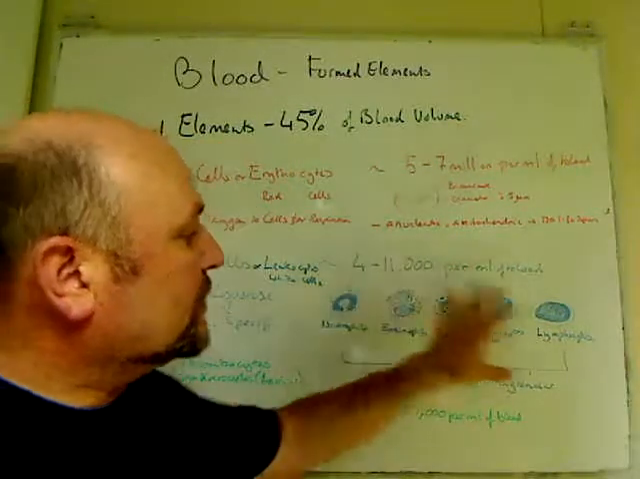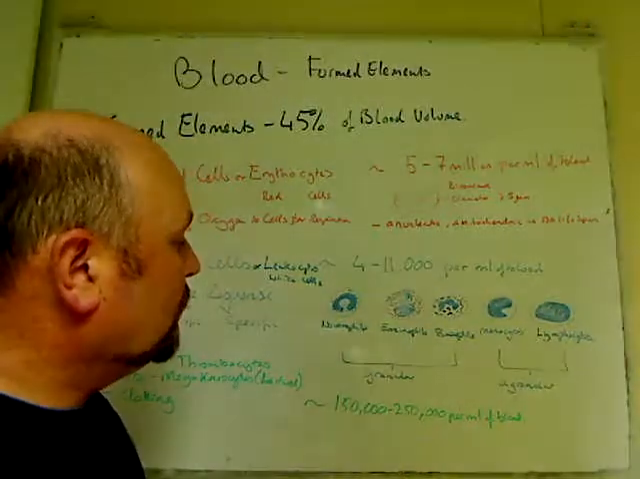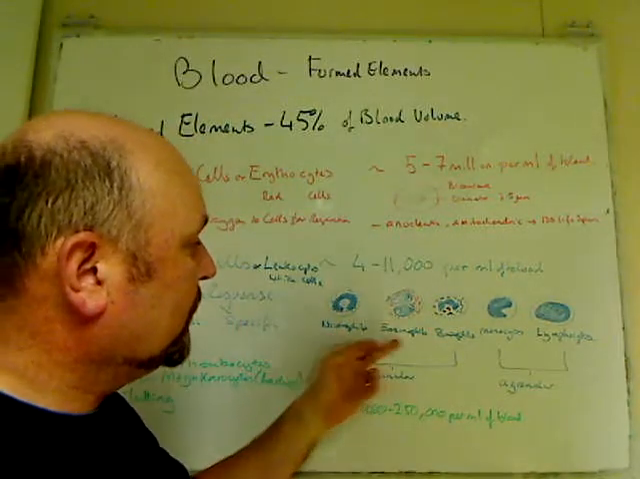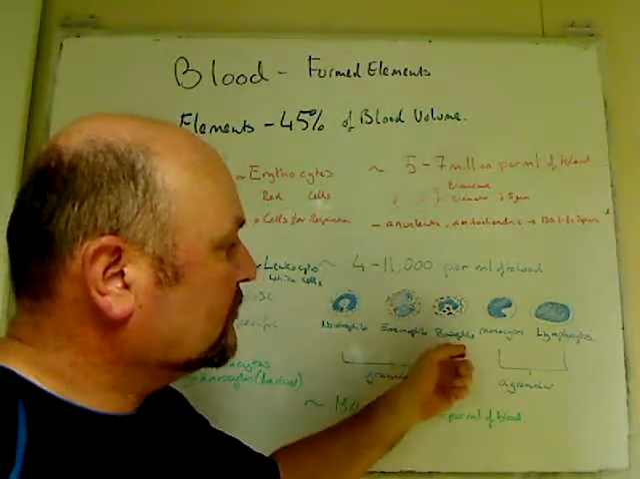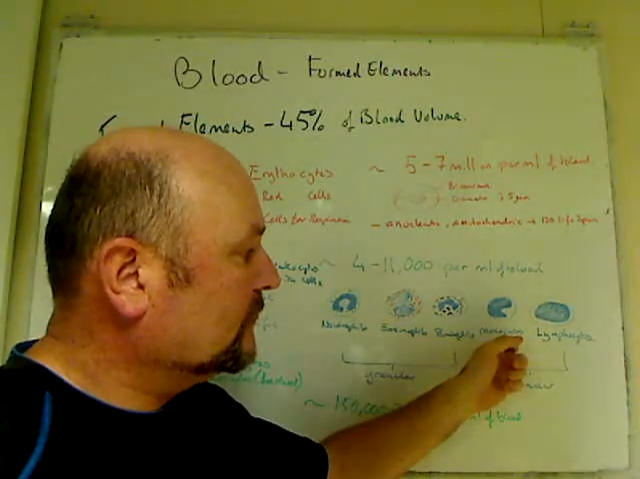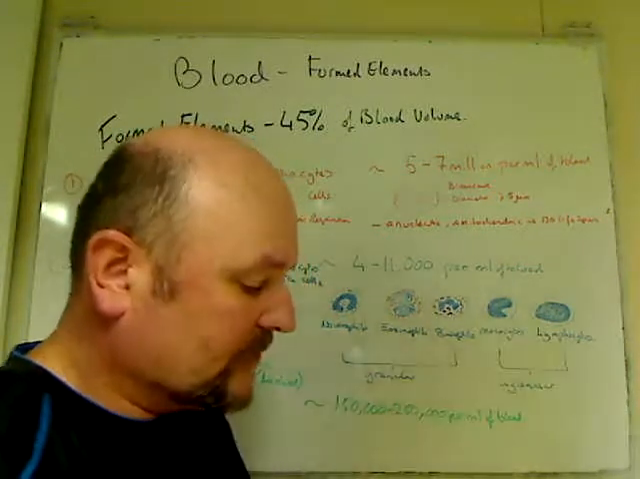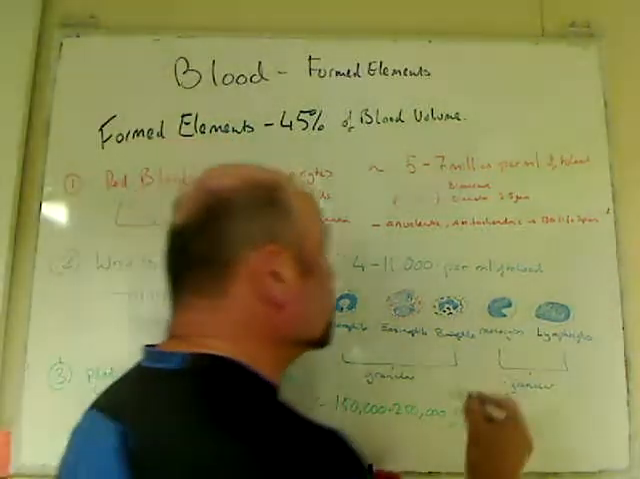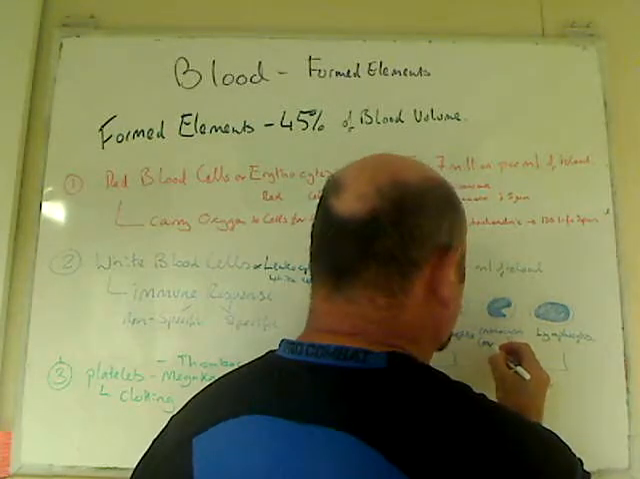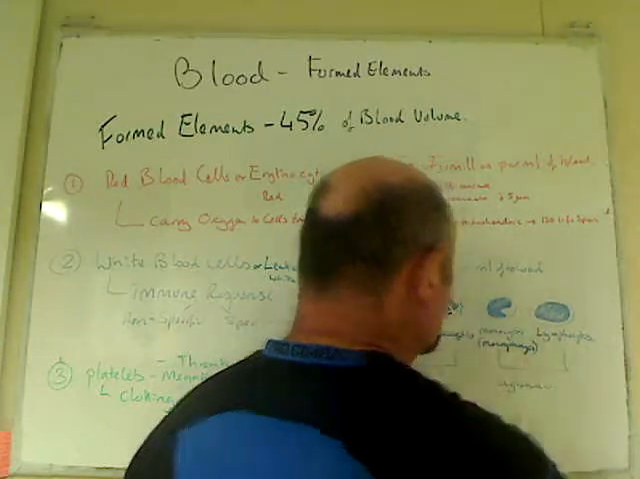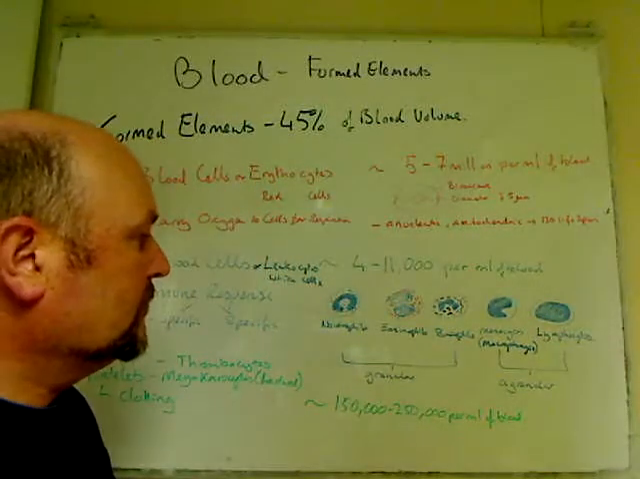More research elucidated more about them, and so what we know now is that we've got these 5 types. We've got neutrophils, eosinophils, basophils, monocytes, which when activated become macrophages, and lymphocytes. In fact, I'll put that in brackets just so we remind ourselves. Macrophages. So what do they do?